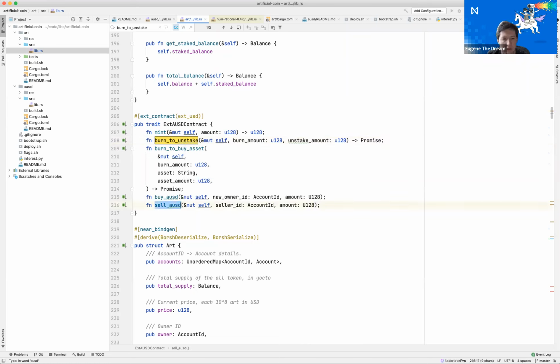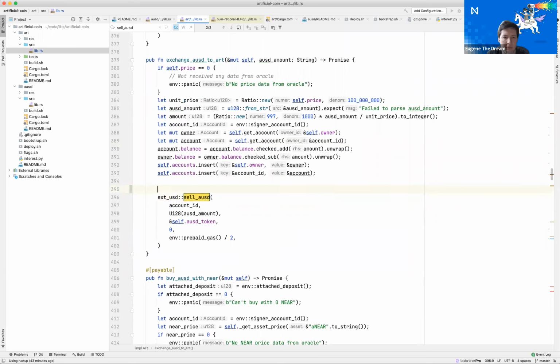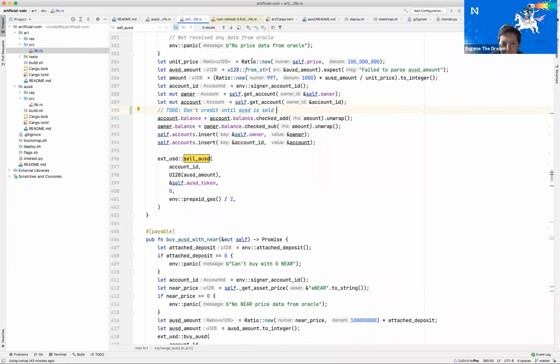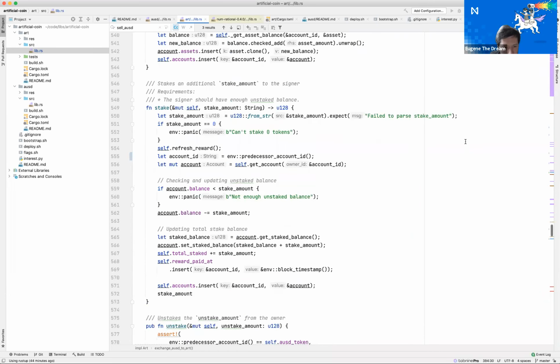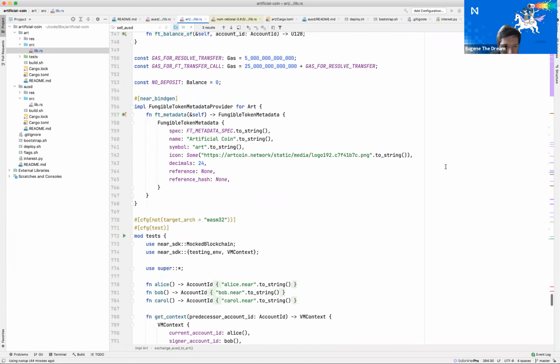Sell AUSD. Basically, on credit until sold. And so on. Then and finally ratio overflows. I'm not sure if it correctly handles overflow or not, but maybe it does.